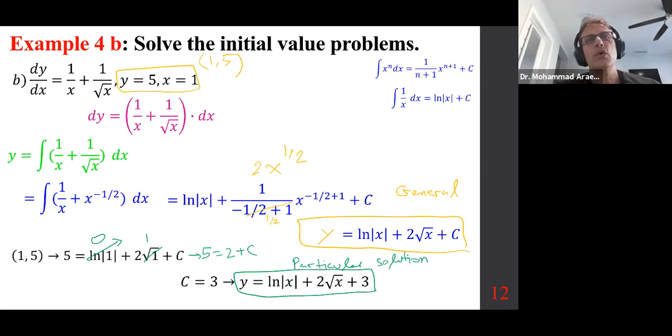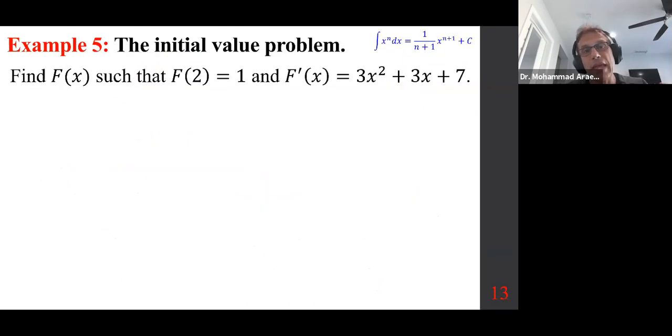I hope it's straightforward, class. Initial value problem basically gives us a pair which will help us find the constant. That's all there is to it, which is really an algebraic problem, if you will. Same thing here. We want to solve this, and this will give us the pair (2, 1). We're going to ignore it for now.